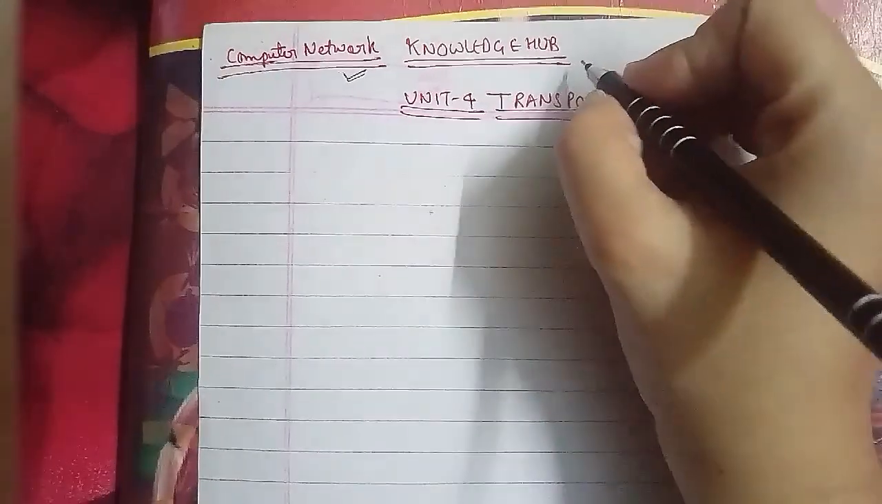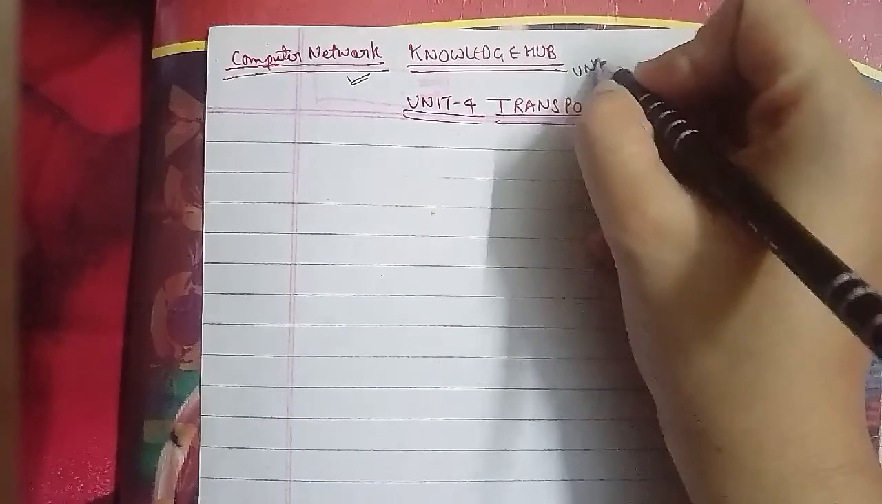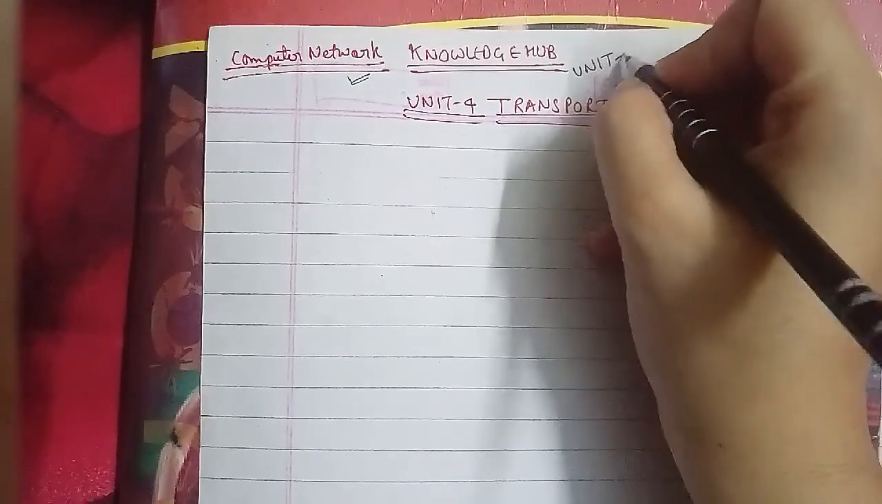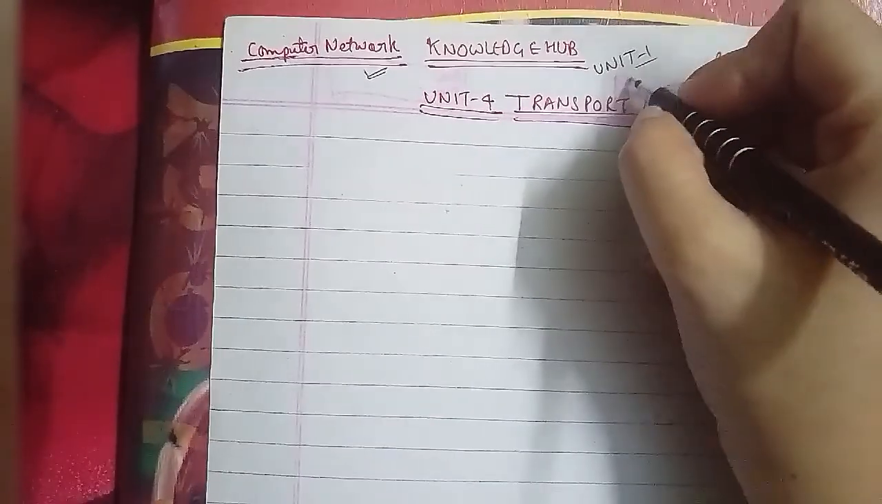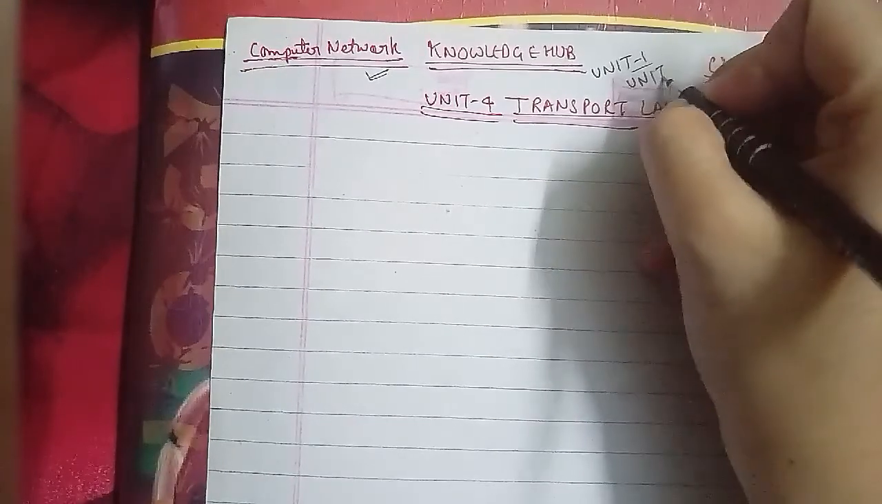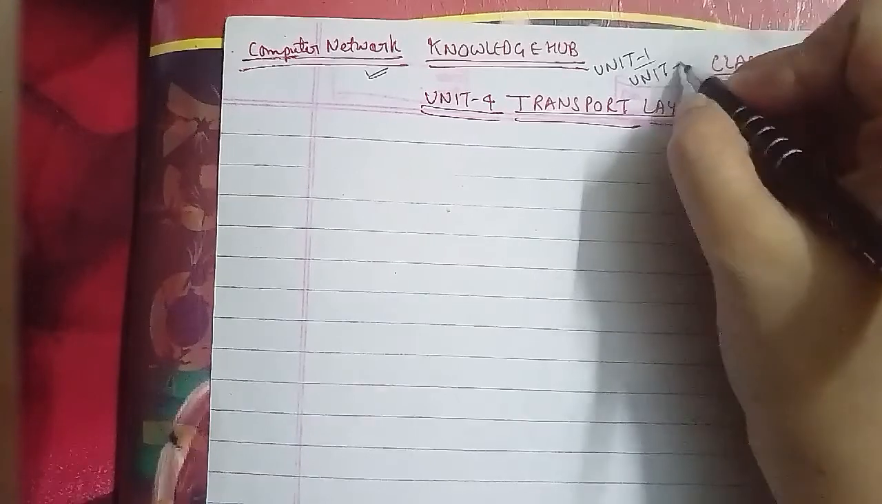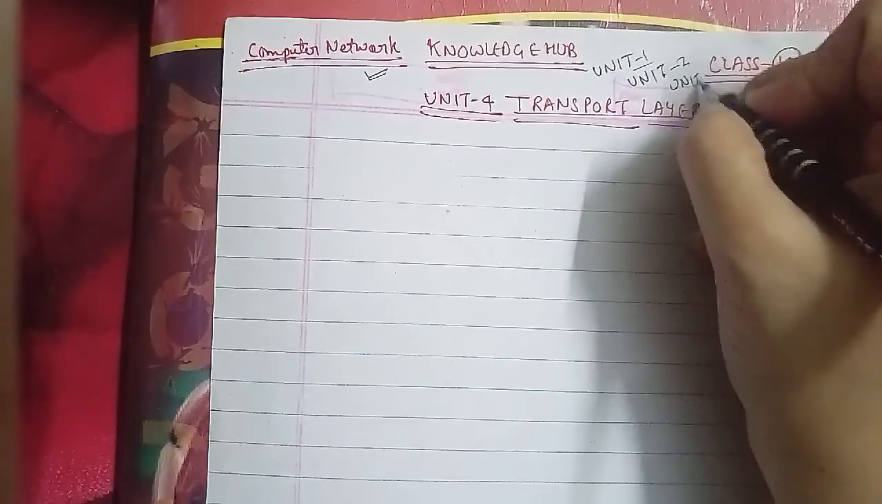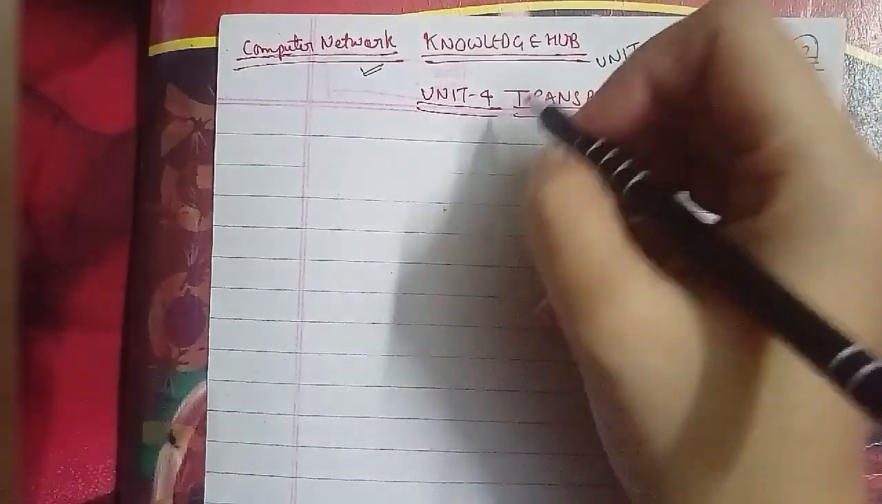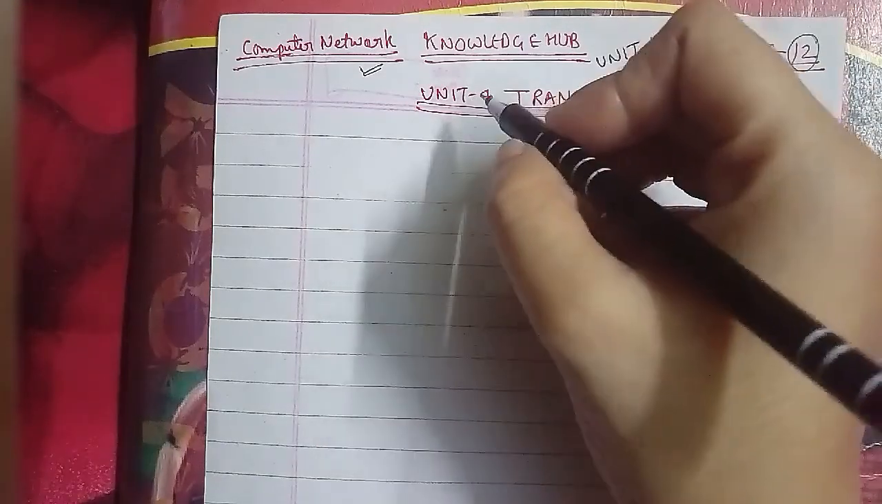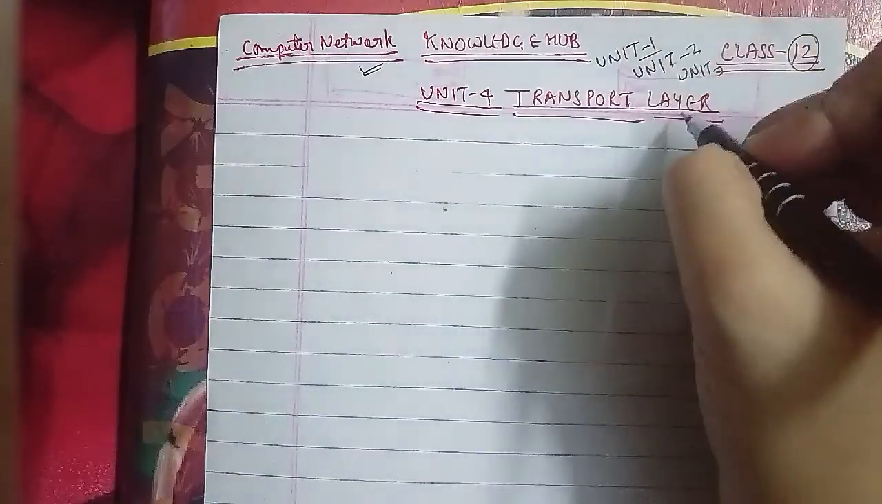As of in terms of computer network, we have completed three units. Unit 1 is the introduction to computer network, then unit 2 is your MAC sublayer, and then we have done unit 3, that is your network layer, and now we had started in the last classes unit 4, that is your transport layer.